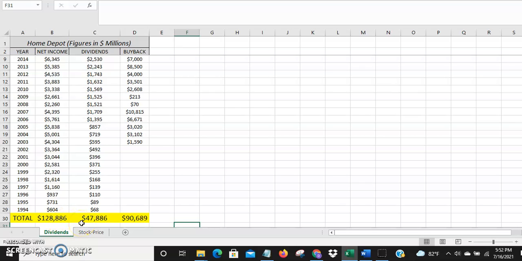Out of that, it has paid back $47 billion. And it has also bought back stock worth 90 billion. So obviously the reason it was able to do more than what it earned is because it was able to borrow at a very low cost and still use that for its buybacks. So this is just a small example that showcases the dividends and buyback.